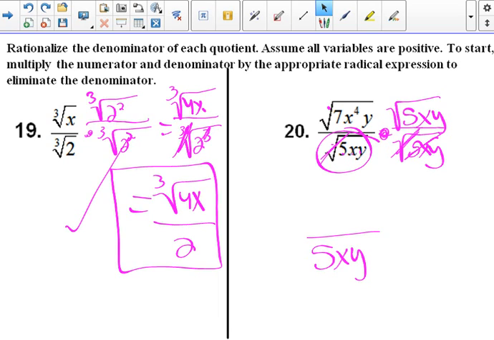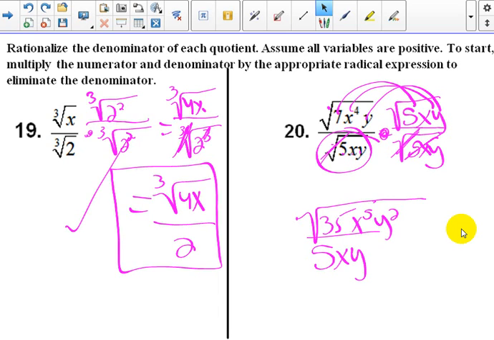And on the top, let's combine them. 7 times 5 is 35. X to the 4th times x is x to the 5th. And y times y is y squared. Well, we can still clean this up a little more.